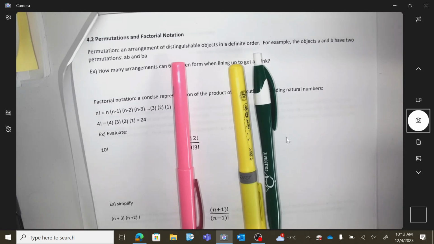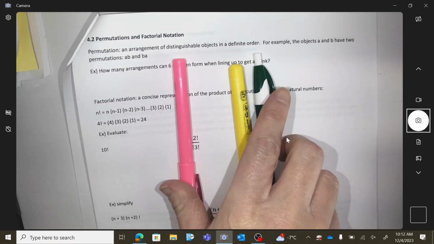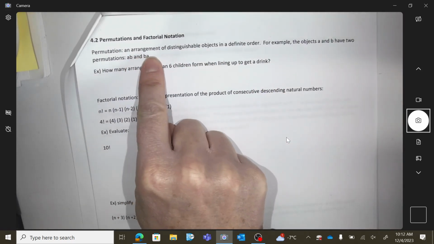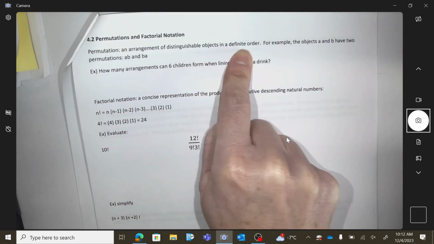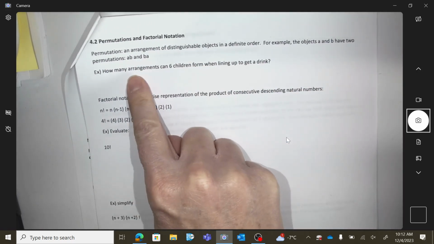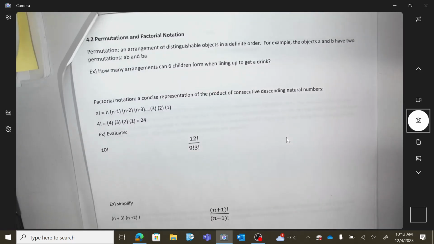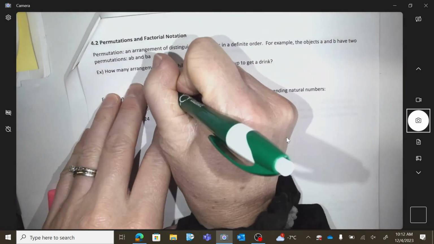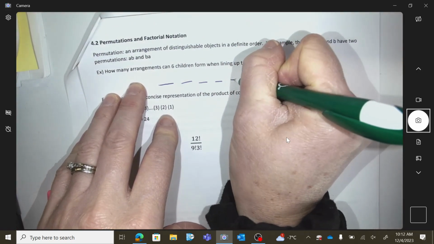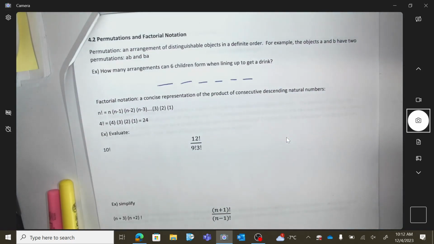Okay, so that's me lining up objects. That's what a permutation is, arranging objects in an order. So how many arrangements can you do if you have 6 children and they're lining up at the water fountain? Here's what I'm going to do. 1, 2, 3, 4, 5, 6. 6 positions that they could line up in.